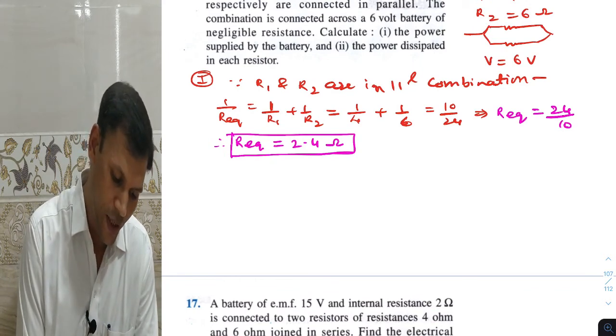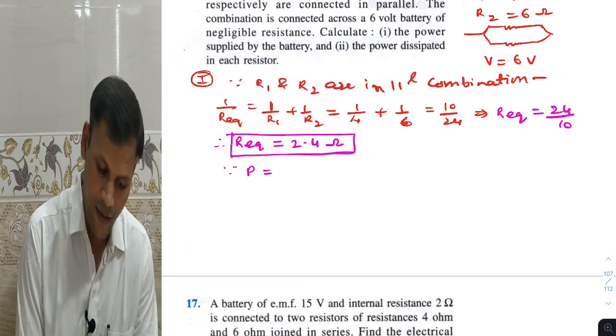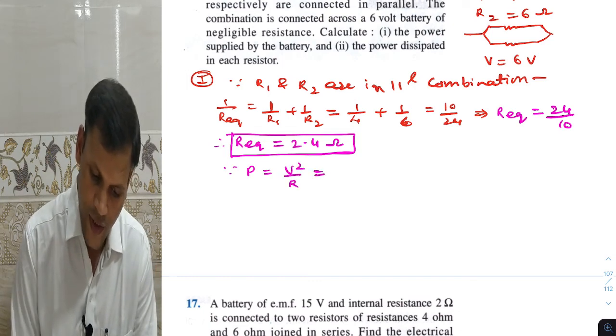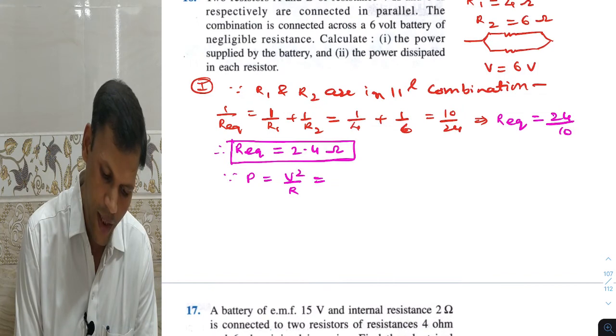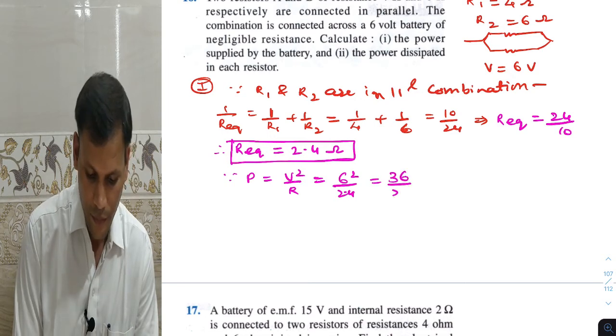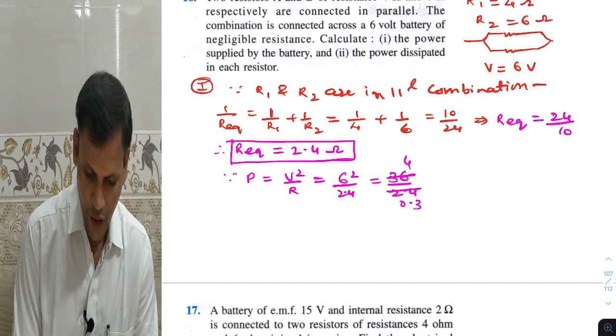So power we have to find out. Since power is V square by R, V is given to us as 6, so 6 square by 2.4. So 36 by 2.4, 8 4s are 32, 8 3s are 24, so 40 by 3 watt, that we get.